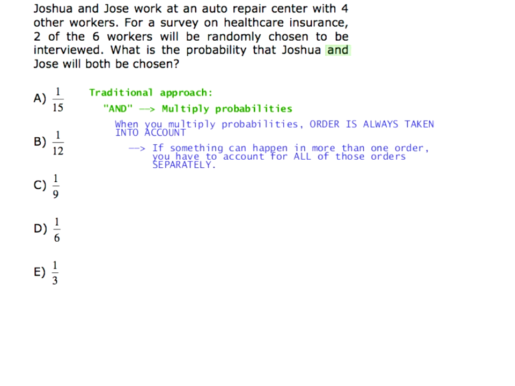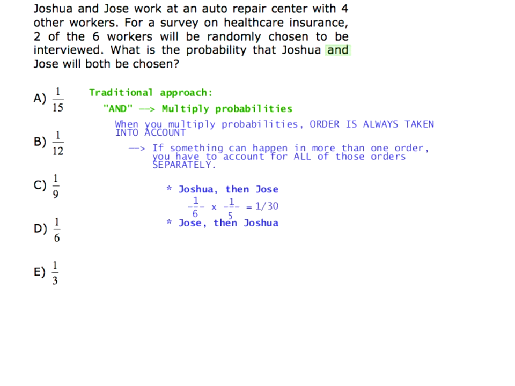So what we're doing here is you can pick Joshua and Jose. There are 2 different orders in which you can pick those, so you have to consider those 2 orders separately from each other. You can pick Joshua, then Jose, or you can pick Jose, then Joshua. Either way, the probability of picking Joshua first is 1 out of 6. The probability of picking Jose after you have already chosen Joshua is 1 out of the remaining 5. So that's 1 out of 30.